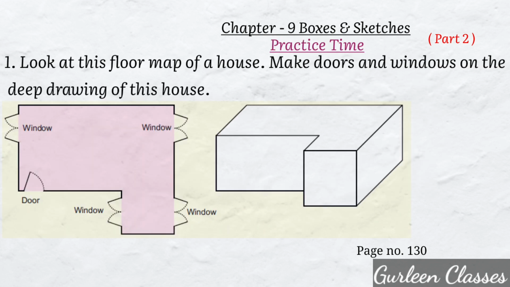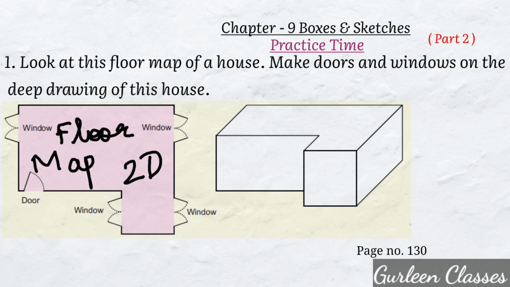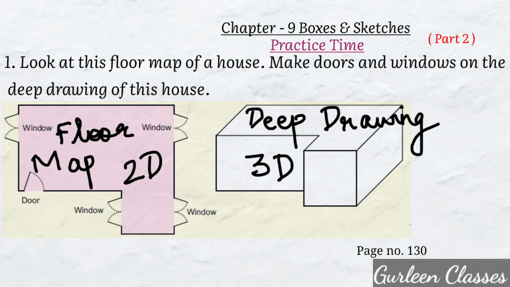So now let us do practice time given in your book, page number 130. Question number 1. Look at this floor map of a house. Make doors and windows on the deep drawing of this house. So students, this is a floor map of a house. And this is 2D and this is a deep drawing of this house and this is 3D. Now we have to make doors and windows.